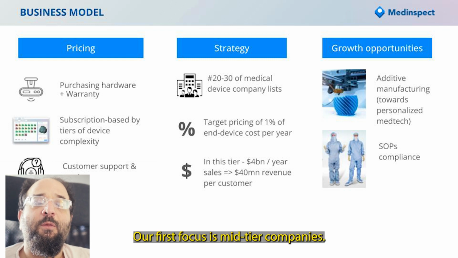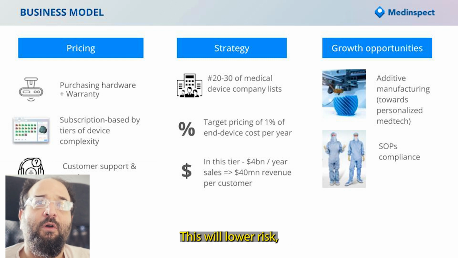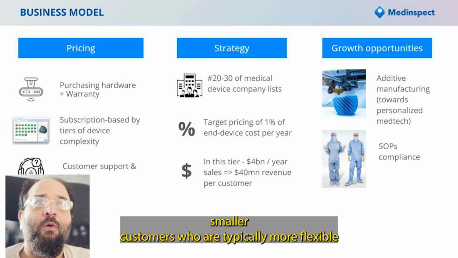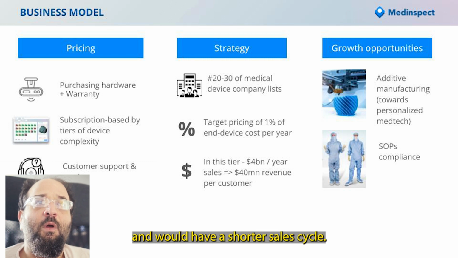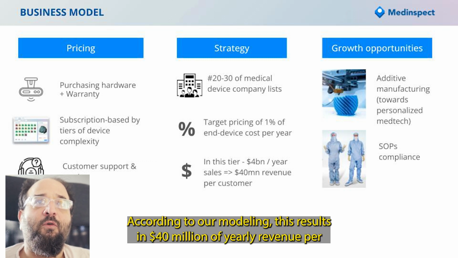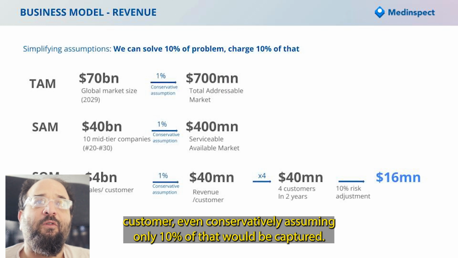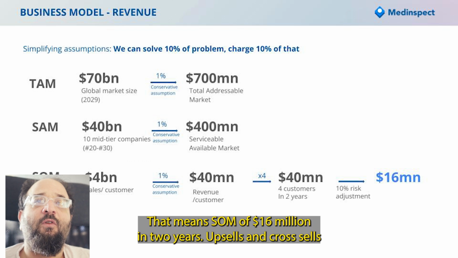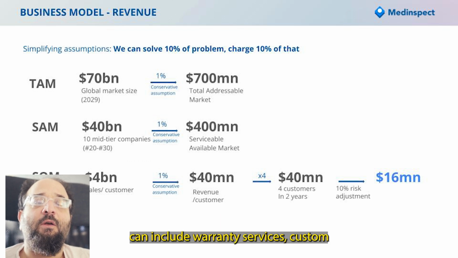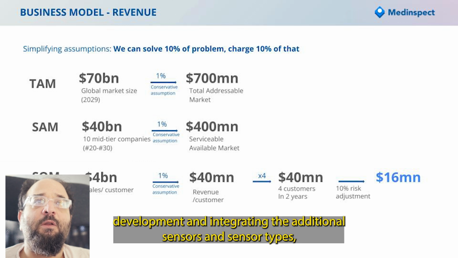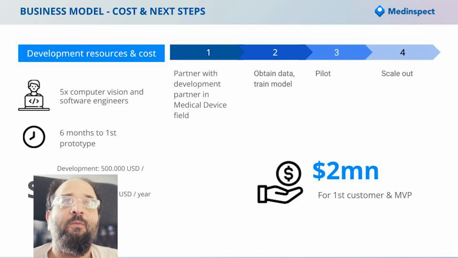Our first focus is mid-tier companies. This will lower risk, target smaller customers who are typically more flexible, and would have a shorter sales cycle. According to our modeling, this results in $40 million yearly revenue per customer, even conservatively assuming only 10% of that would be captured. That means a sum of $16 million in 2 years. Upsells and cross-sells can include warranty services, custom development, and integrating additional sensors and sensor types.